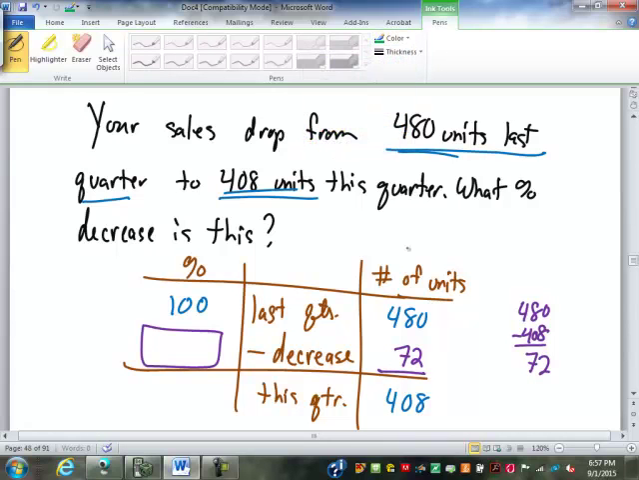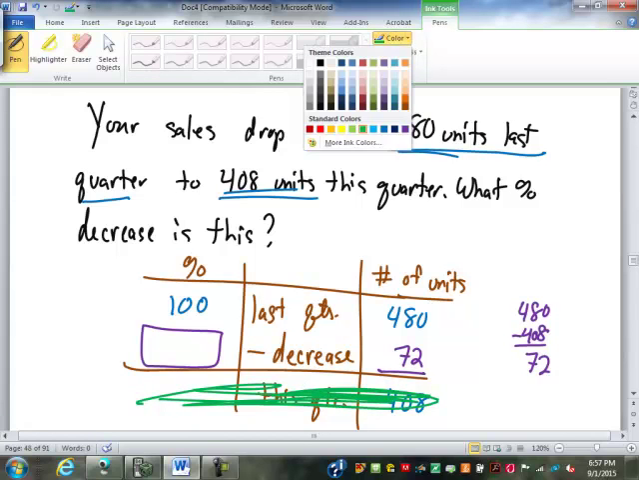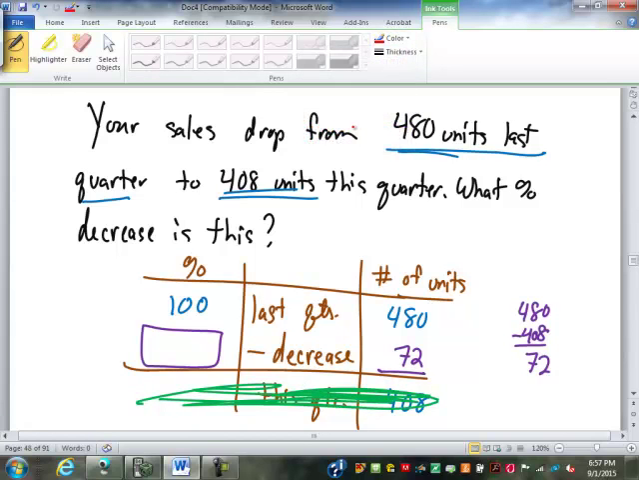Now in this case, it's the bottom row we don't need. So we're going to go ahead and cross multiply and divide. 100 times 72 divided by 480 is 15. It's a 15% decrease.